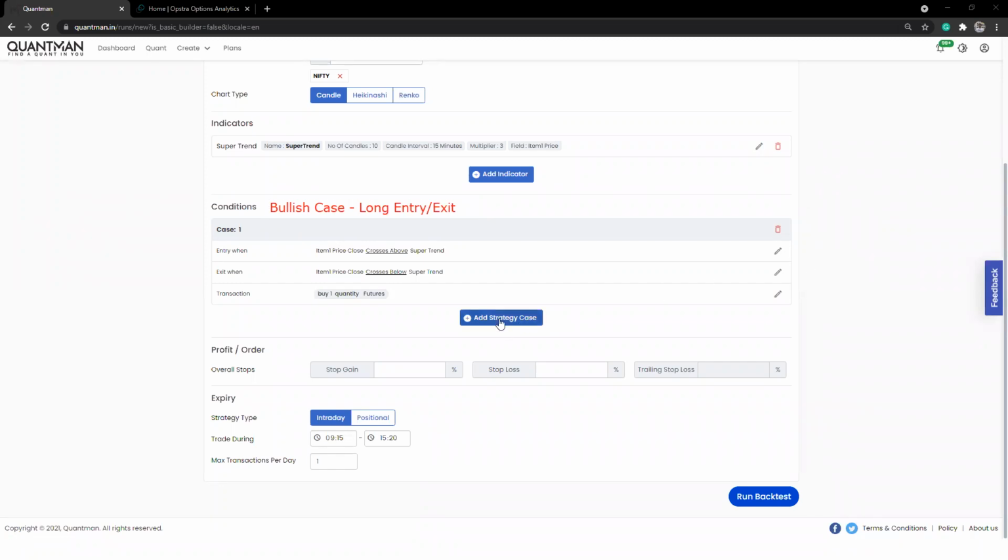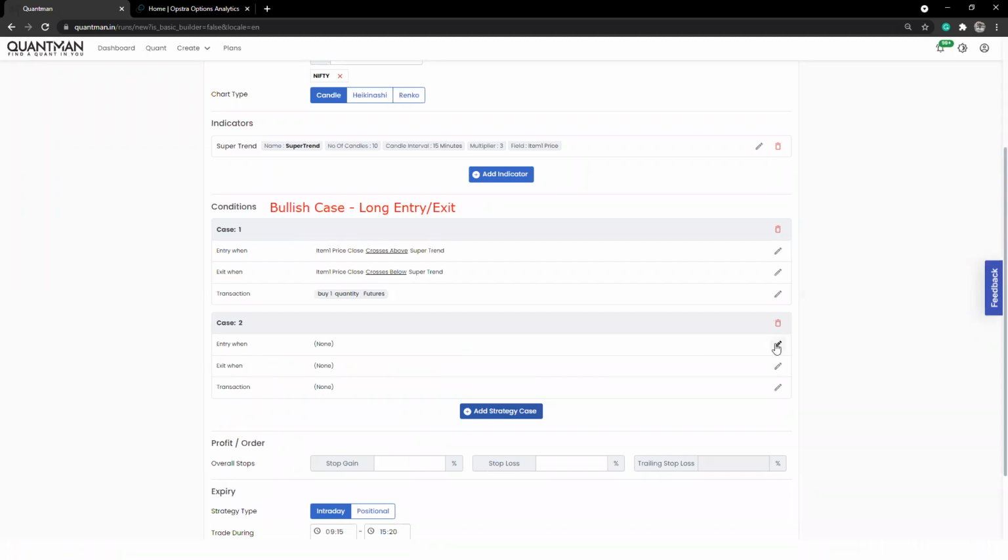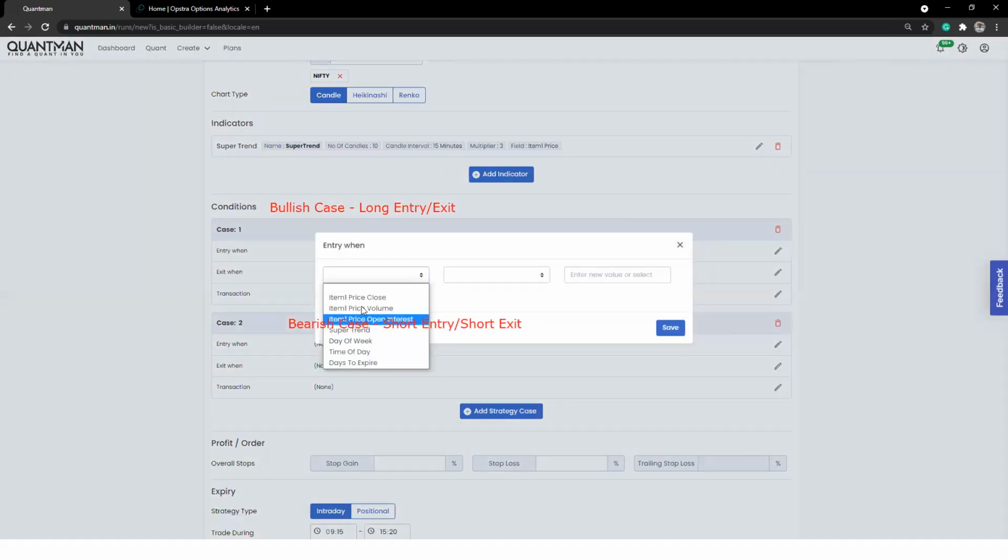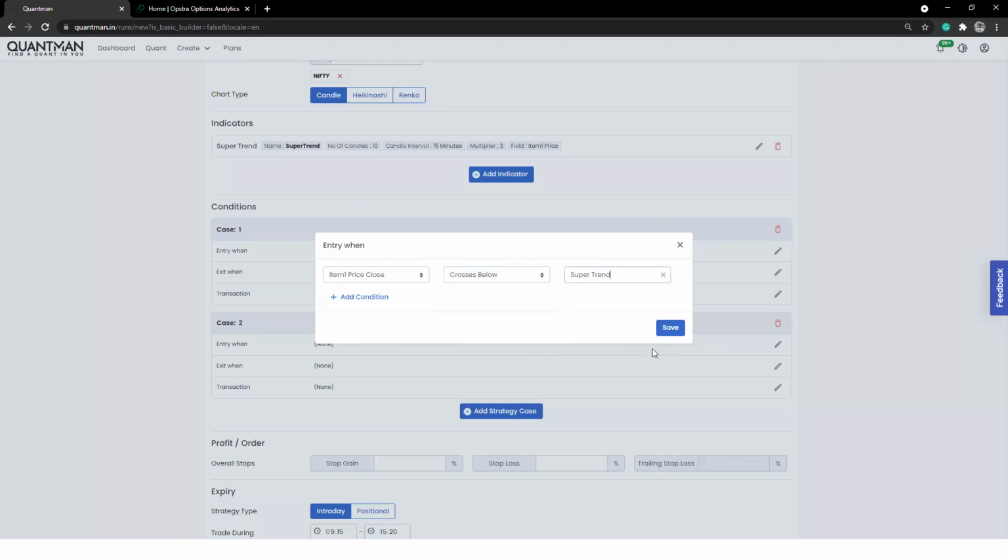Where I'm going to add a very simple approach. So here I'm going to add a bearish case. This bearish case is mostly for short entry or short exit. Now here I'm going to add a simple bearish condition, which is nothing but the close of the candle crossing below the super trend. That's going to be a bearish case.